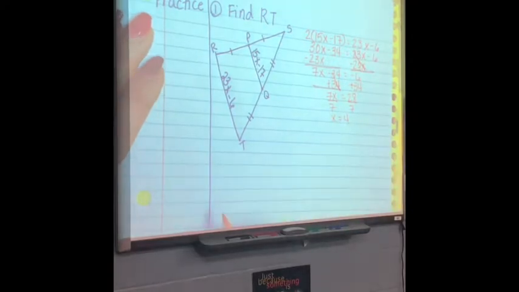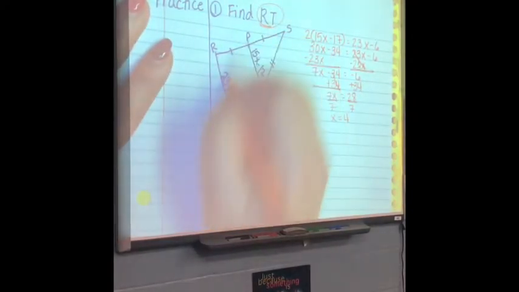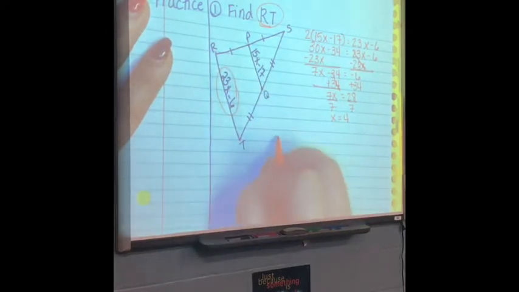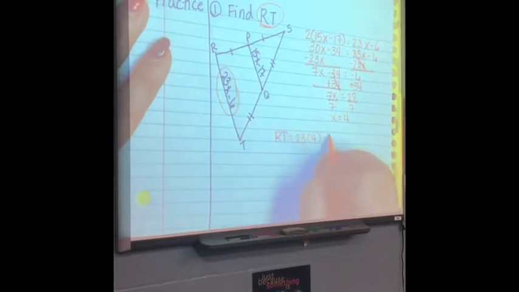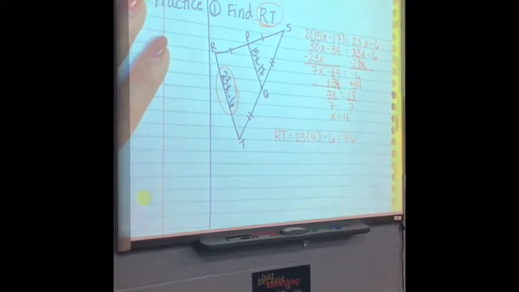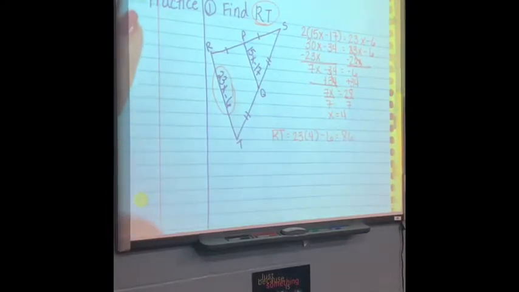So I'm done, right? No, why not? They asked me for RT, so I've got to find RT. So RT is equal to 23 times 4 minus 6, which is 86. Does everybody agree? Very good.